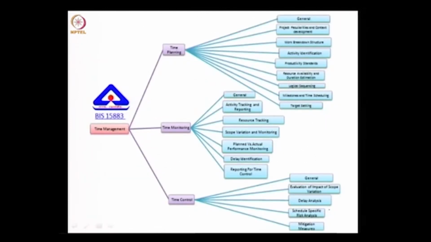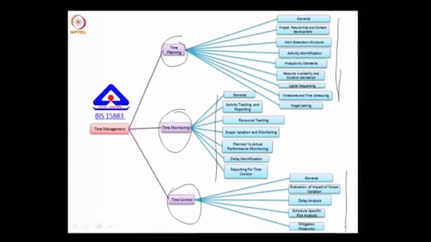Now, this is an outline of the BIS standard on time management. Like I said, this is 15883 part 2, and you will see the standard itself has plan, monitor, control. This is the base of the standard, and as you get into the elements of the standard, it will have elements for planning, elements for monitoring, elements for control. So please keep this in mind.